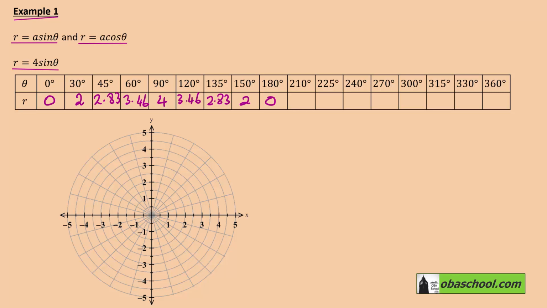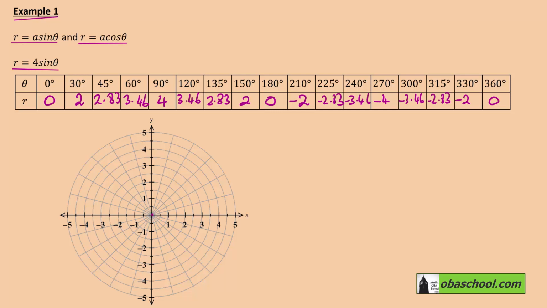Now the values are going to be negative, and we'll look at how to deal with those shortly. So we have negative 2, negative 2.83, negative 3.46, negative 4, negative 3.46, negative 2.83, negative 2, and back to 0. So now we're going to plot those.